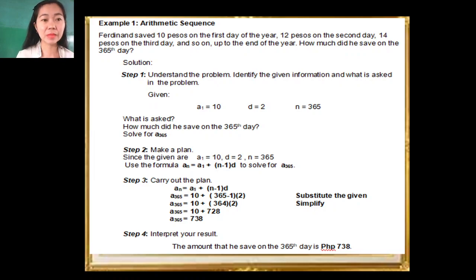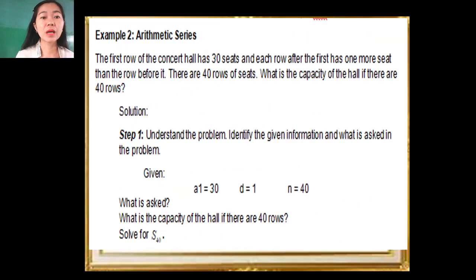Next, example 2. For an arithmetic series. The first row of the concert hall has 30 seats, and each row after the first has one more seat than the row before it. There are 40 rows of seats. What is the capacity of the hall if there are 40 rows?